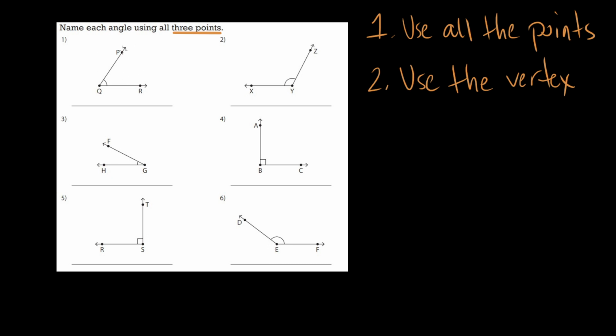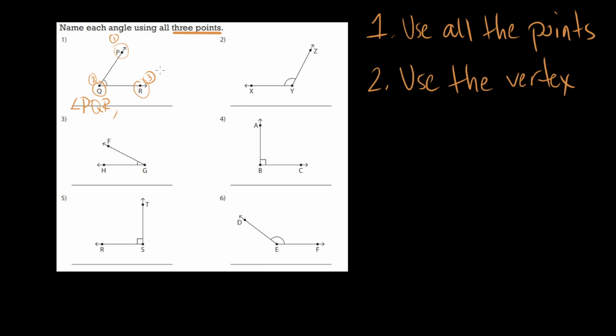So let's start. What are the points on our angle? We have point P, we have point R, and we have point Q. So if we were going to name this angle, here's what we'd have to do. We have to start with our angle symbol. So here's our angle symbol, and we're going to start right here, and then we're going to go to 2, and then we're going to go to 3. So this is angle PQR.